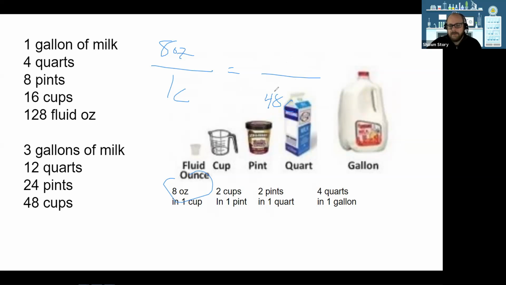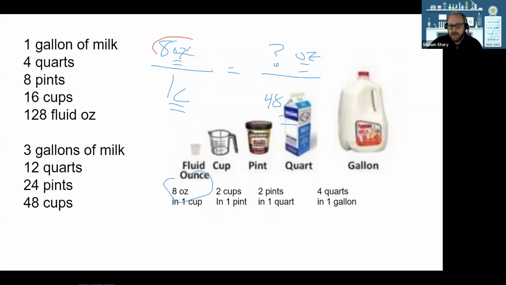Do we know why I'm writing it on the bottom? Because I want to keep that same unit of measurement on the bottom. So if the bottom is cups, the bottom is going to be cups. So then the top is ounces. The top over here is going to be ounces. And I want to know how many ounces there are.